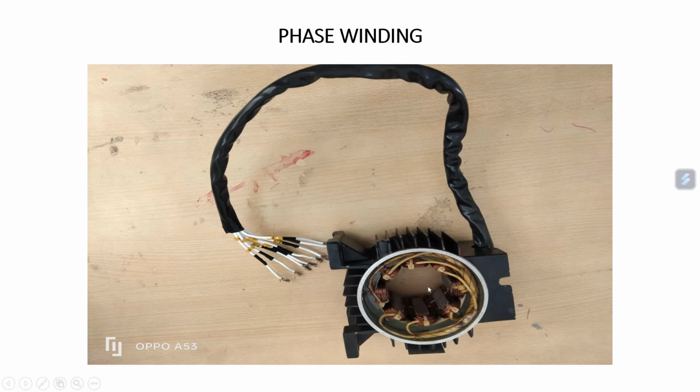Then phase winding. From each stator coil available here, one wire is taken, and that wire is given through the terminal box to the supply of the drive circuit. So from the total 8 stator poles, there are a total of 8 wires available here. You can observe 1, 2, 3, 4, 5, 6, 7 and 8.